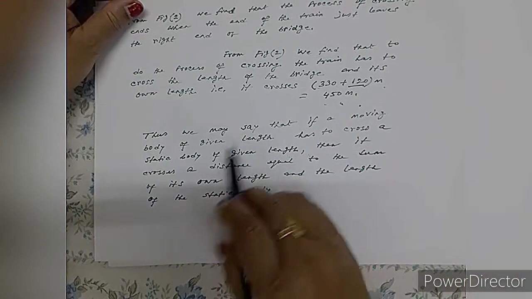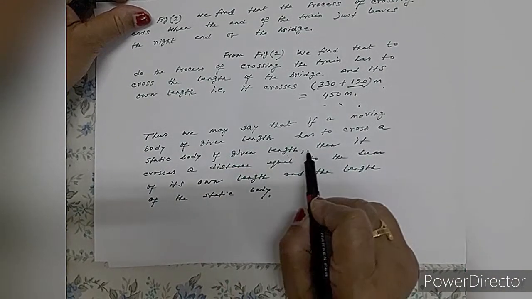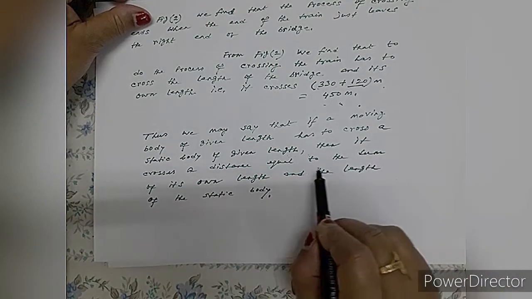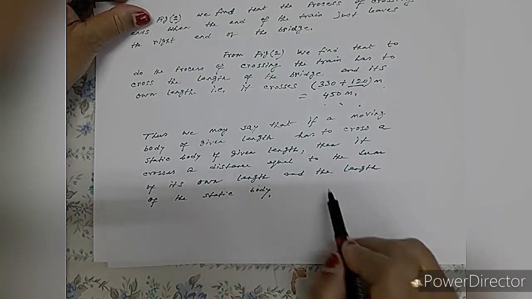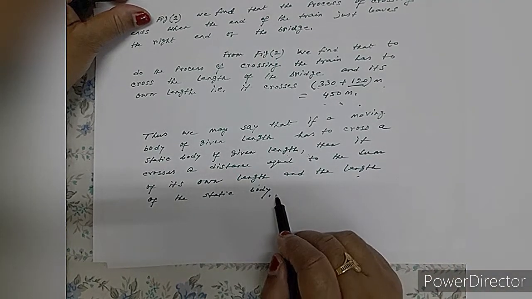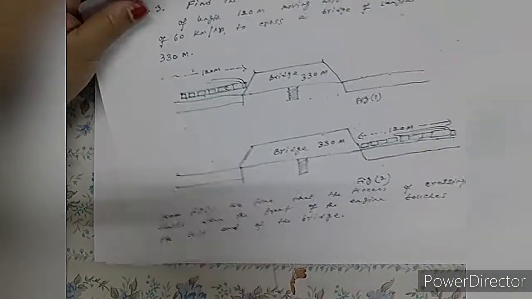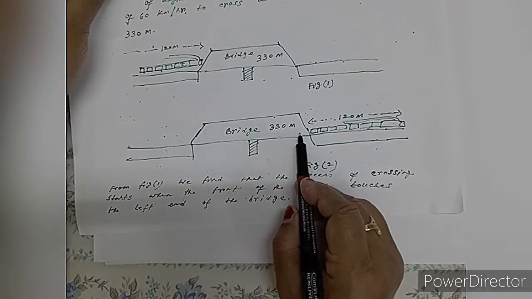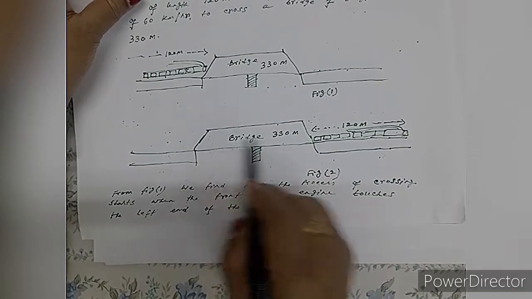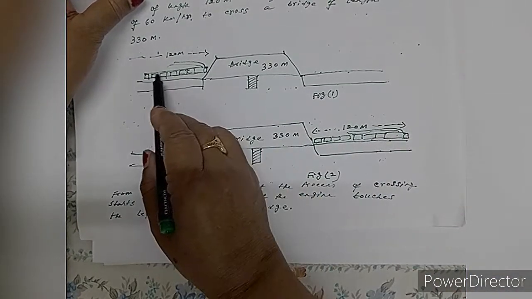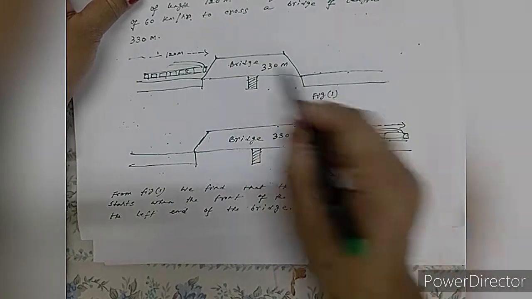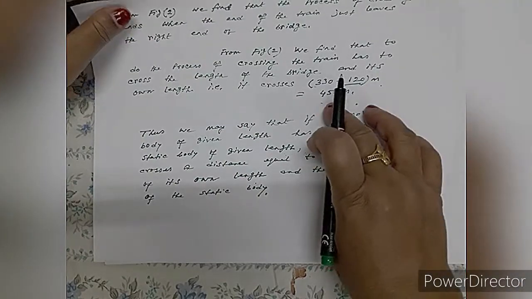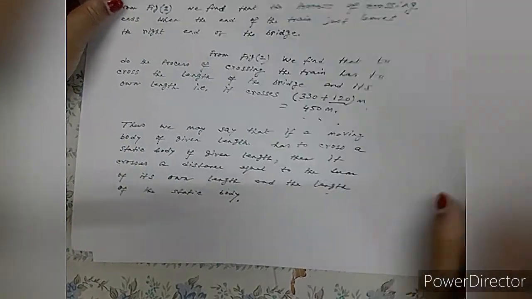Okay. Thus, we may say that if a moving body of a given length has to cross a static body of given length, then it crosses a distance equal to the sum of its own length and the length of the static body. The bridge is the static body. The static body being a horizontal object, the train has to cover its own length plus the length of the bridge. Adding these two, the process of crossing ends. That is why 330 plus 120, 450 meter, the train has to cover.